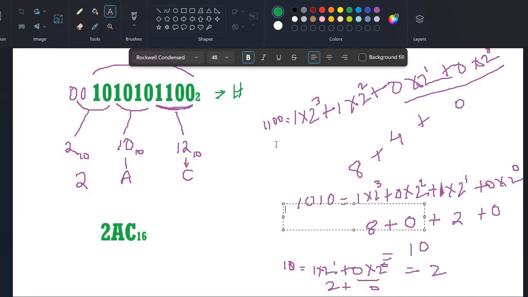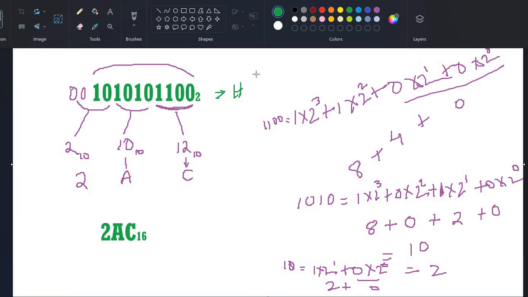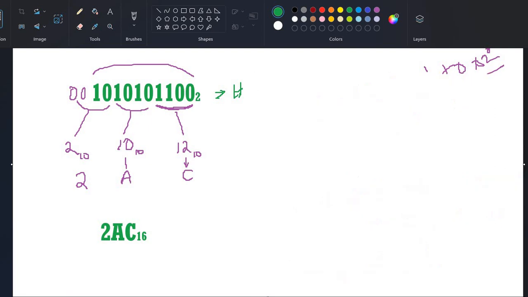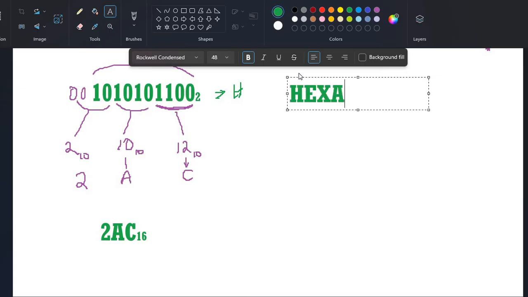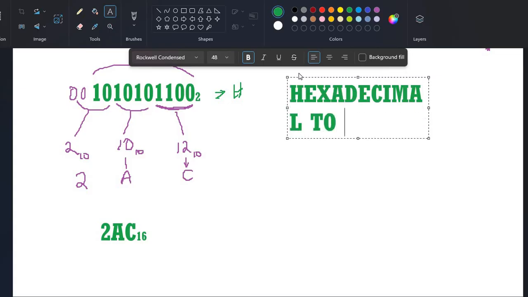So we learned how to convert octal to binary and binary to octal again. And we also learned how to convert a hexadecimal number into binary and a binary number into hexadecimal again. Okay, so now let's try to convert a hexadecimal number into an octal number. So here I will write hexadecimal to octal.